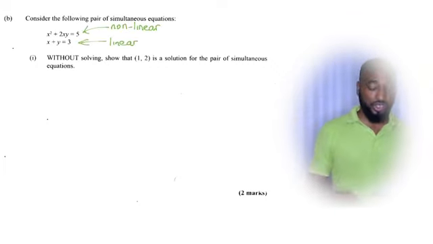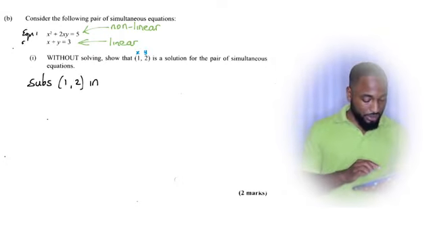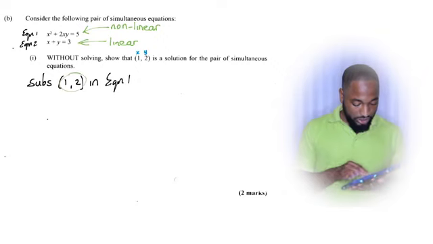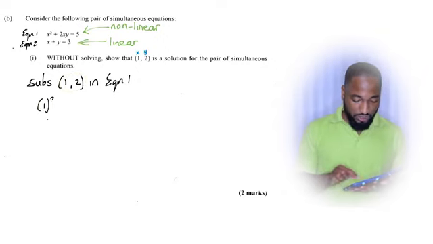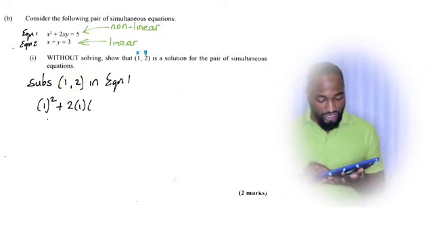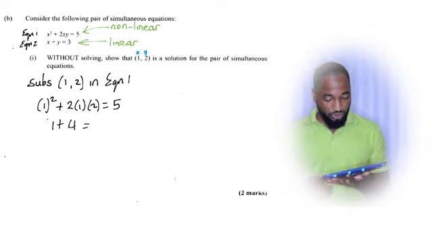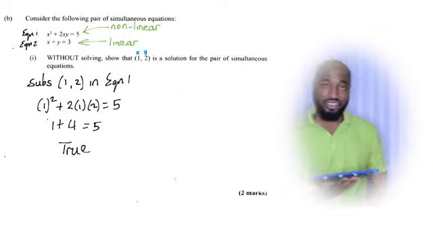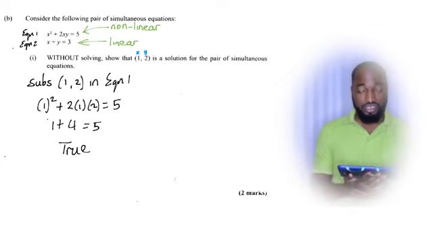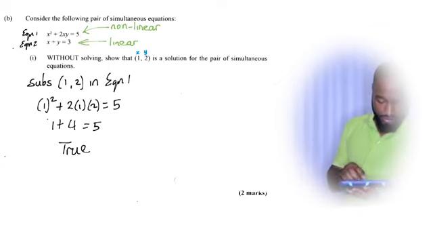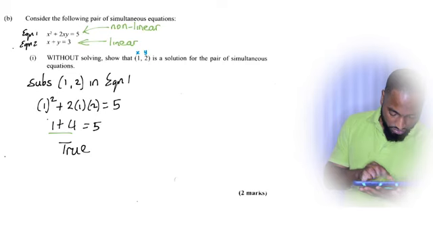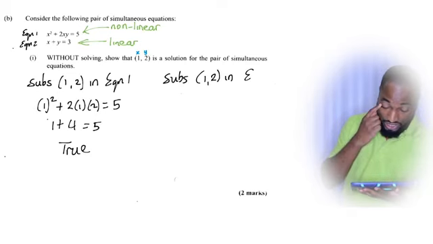So you should know which equation is the linear equation and which is the nonlinear equation. Substitute the point, x and y, into the first equation. Anywhere I see x, I'll put 1. Anywhere I see y, I'll put 2. Just work that out and see if the left-hand side is equal to the right-hand side. It turns out that it is. So 5 is equal to 5. That's true. Let's check it for the next one.